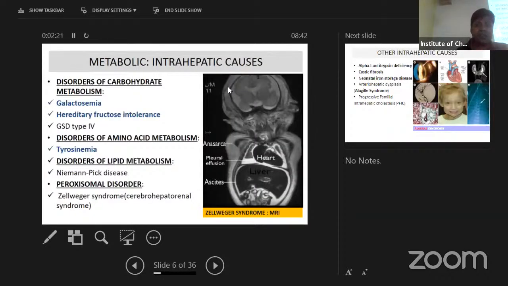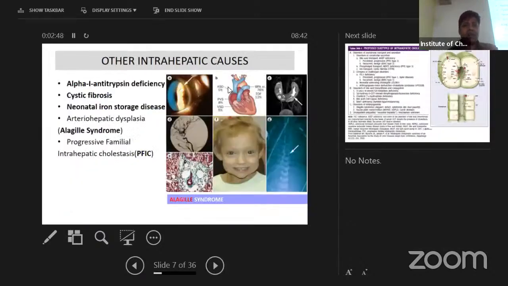Metabolic intrahepatic causes: disorders of the carbohydrate metabolism like galactosemia, hereditary fructose intolerance, glycogen storage disease type 4, disorders of amino acid metabolism like tyrosinemia, disorders of lipid metabolism like Niemann-Pick disease, peroxisomal disorder like Zellweger syndrome, which is also known as cerebrohepatorenal syndrome. Other intrahepatic causes: alpha-1 antitrypsin deficiency, cystic fibrosis, neonatal iron storage disease, Alagille syndrome, also known as arteriohepatic dysplasia, and progressive familial intrahepatic cholestasis.